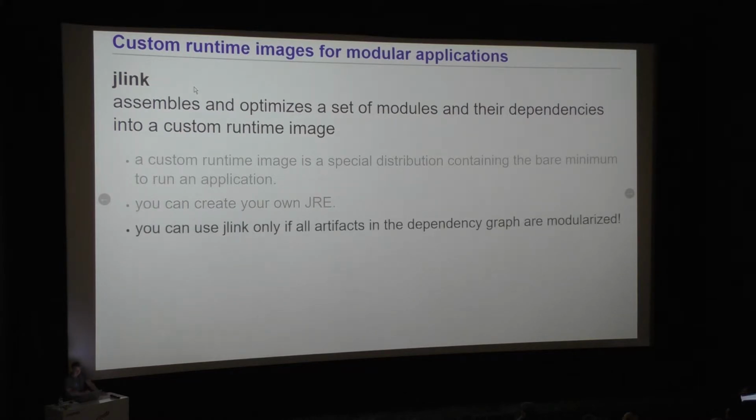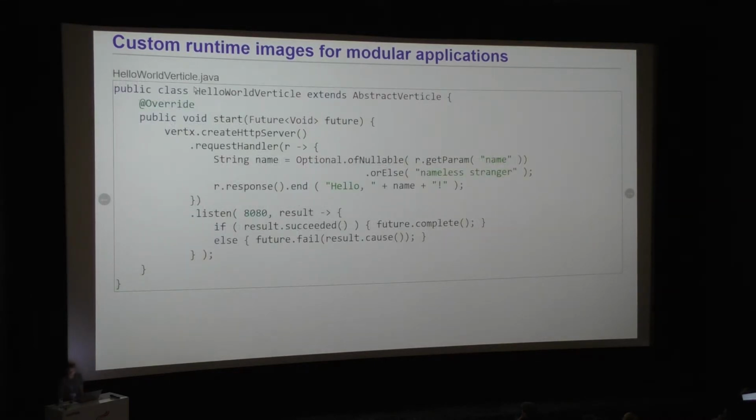But JLink has a strong limitation. It can only work with modularized artifacts. And this is a big issue because most of the time your application will have some non-modular artifacts in its dependency graph. However, there are ways to solve this problem, and to see how to do it, we will try to create a custom runtime image for a small web application based on Vert.x.